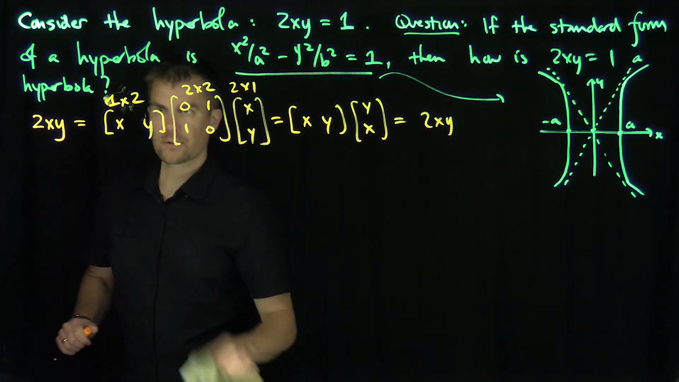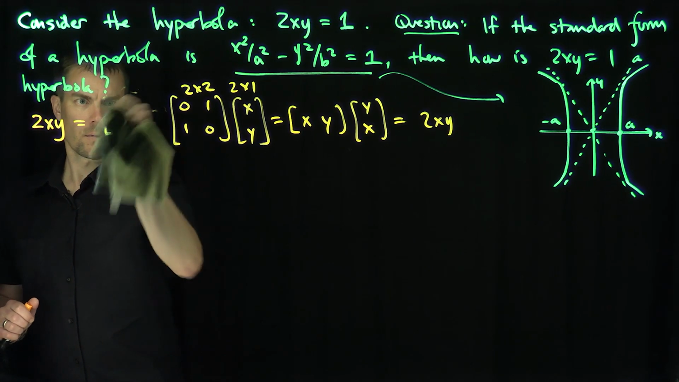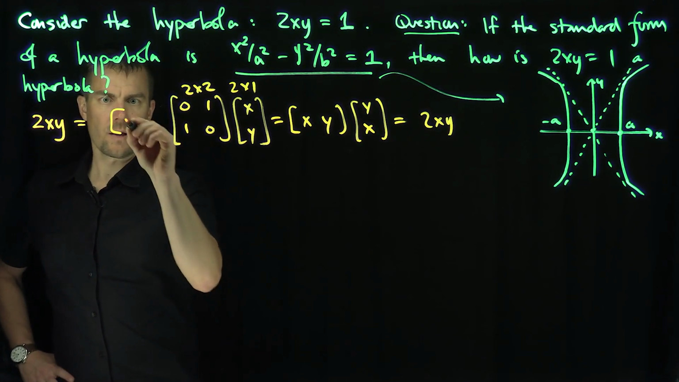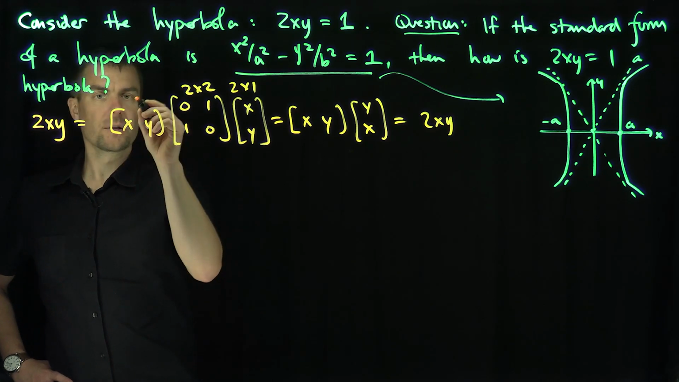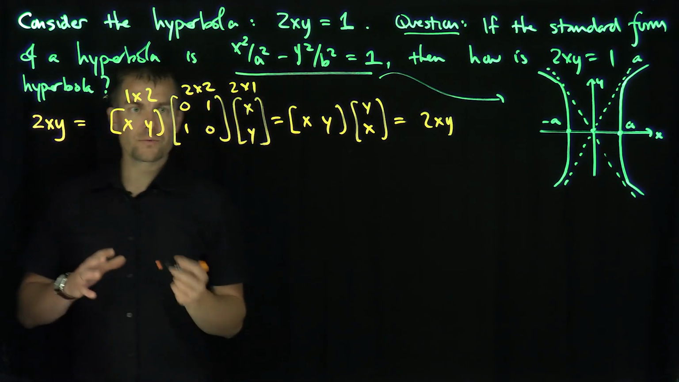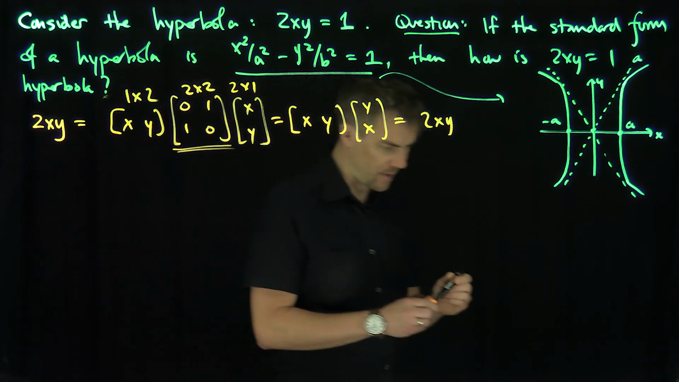So let's tie this up a little bit. This is going to be an x times y, which is a what? It's a 1 by 2 matrix. Excellent. Okay. And so now the objective is that I'm going to diagonalize this matrix. So let's diagonalize that matrix.